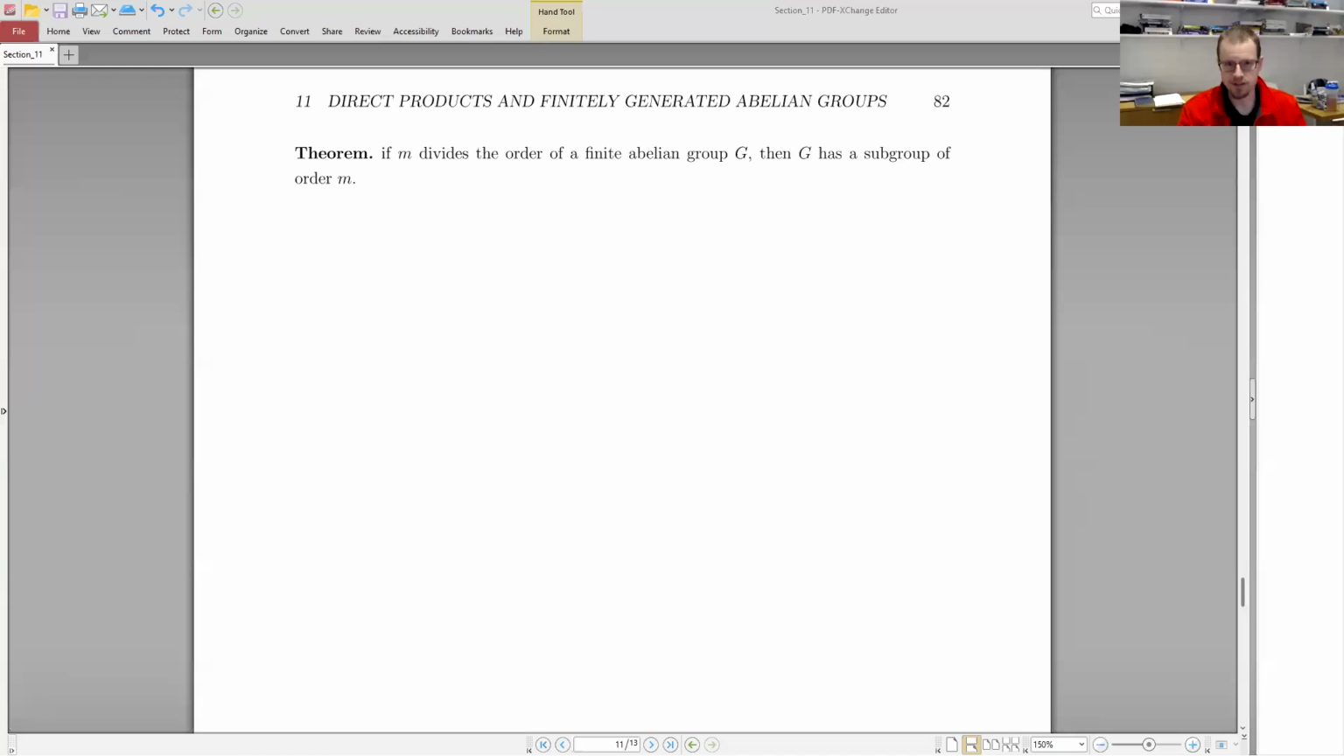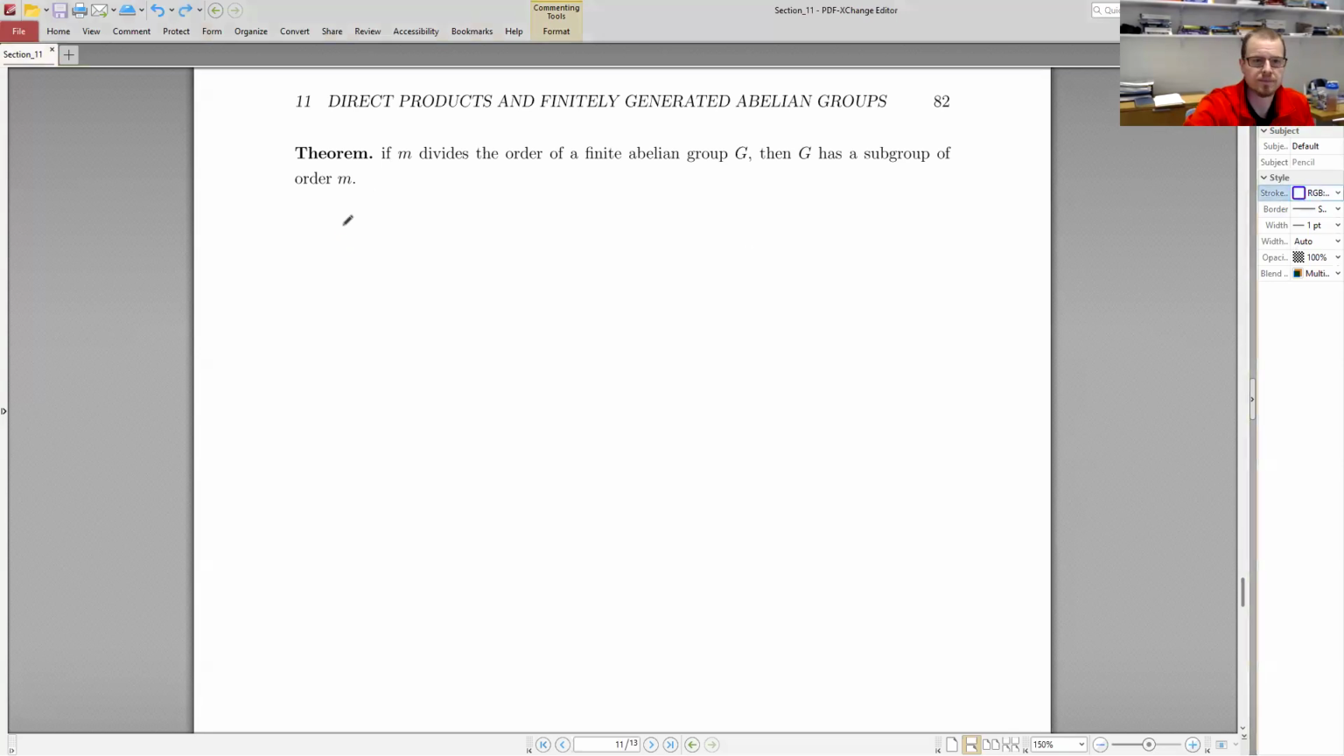We want to take a look at an example of our fundamental theorem of finitely generated abelian groups. For this example, we're not actually going to run through the whole proof of the theorem. We want to share the ideas of the proof. So we're saying that if M divides the order of a finite abelian group, G, then G has a subgroup of that order. And essentially what we want to do is find an element that has that desired order.